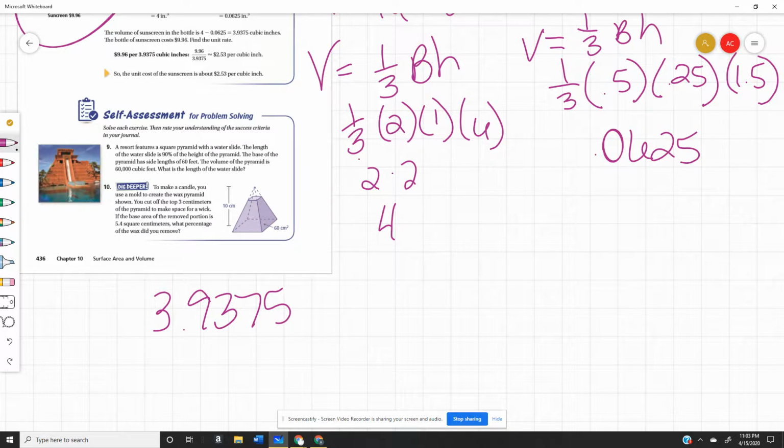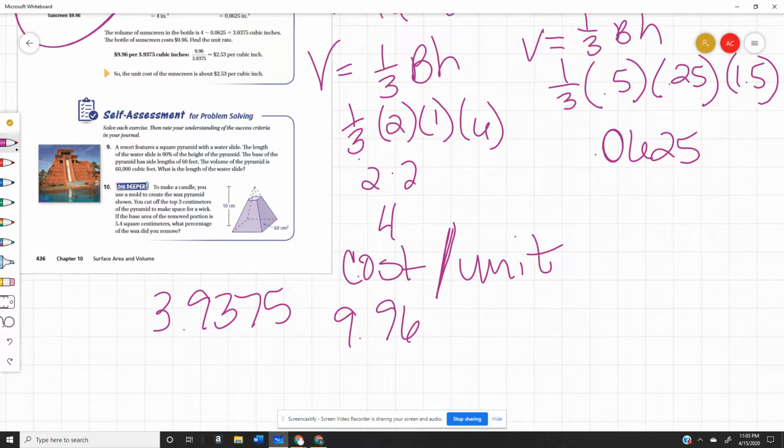3.9375, and what we need to do is figure out how much we're paying per unit. So we want to know the cost per unit, and I think of that per sign right there as a division symbol. Okay, so what I'm going to do is take the cost, which is that $9.96, the cost of the sunscreen, per the units, which is 3.9375. And remember, I said I think of this as a division symbol. So basically, I'm going to do 9.96 divided by 3.9375. And I get 2.53.